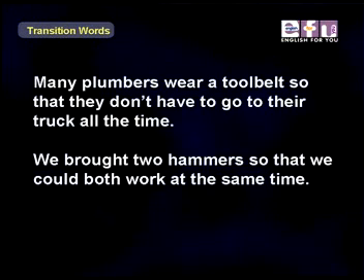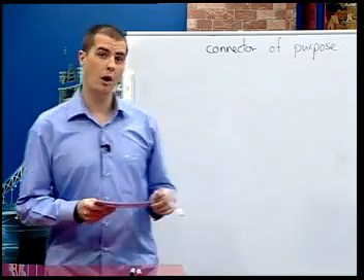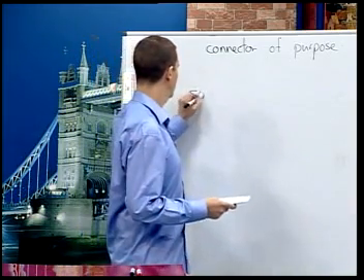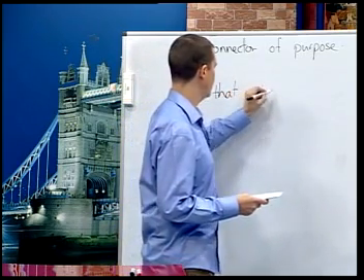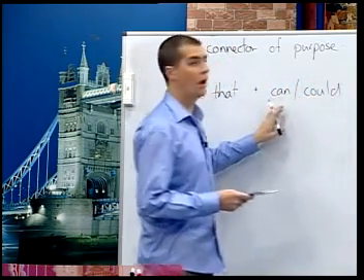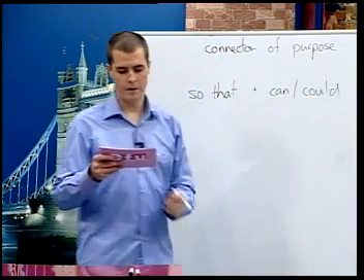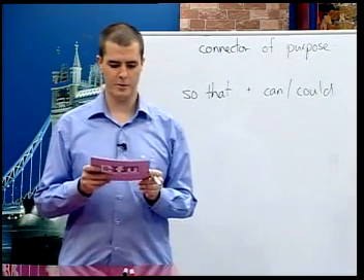In the second sentence, why did we bring 2 hammers? We brought 2 hammers so that we could both work at the same time. It's usually placed in the middle of a sentence, and often it's used with can or could. No comma is necessary with this connector. And let's practice this one.